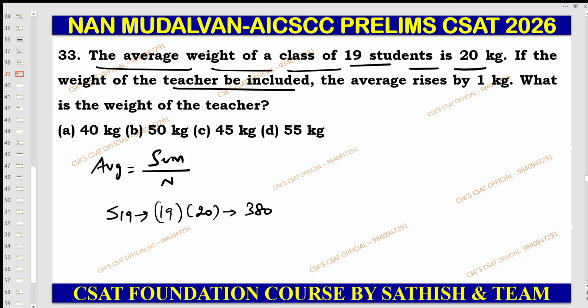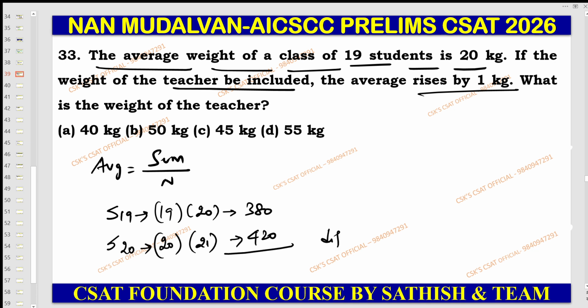If the weight of the teacher is included, you have to find out for 20 people, because teacher included means already 19 are there. Teacher included means it becomes 20. So your n becomes 20 now. The average increases by 1, so therefore here 21, nothing but 420. What is the difference between them? The difference is 40. So this is the weight of the teacher. Understood everyone? Shall I move to next? Okay, fine. Next question.